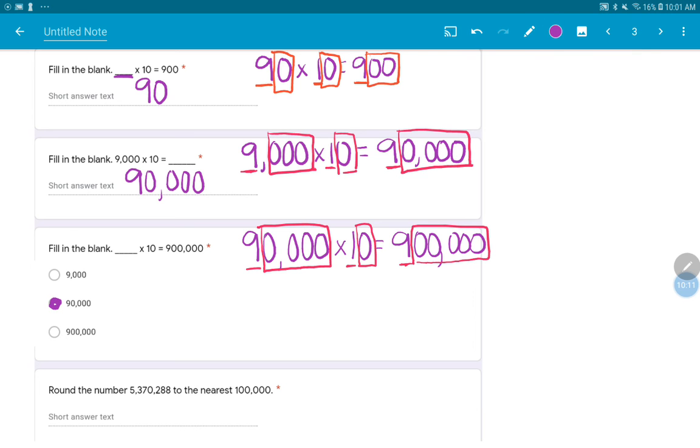All right, let's look at this rounding. Round the number 5,370,288 to the nearest 100,000. So I'm going to look for my 100,000's place value. I'm going to take it and everything bigger, so that's going to be the 5 million and the 300,000. What's 100,000 more than that? 5,400,000, exactly.